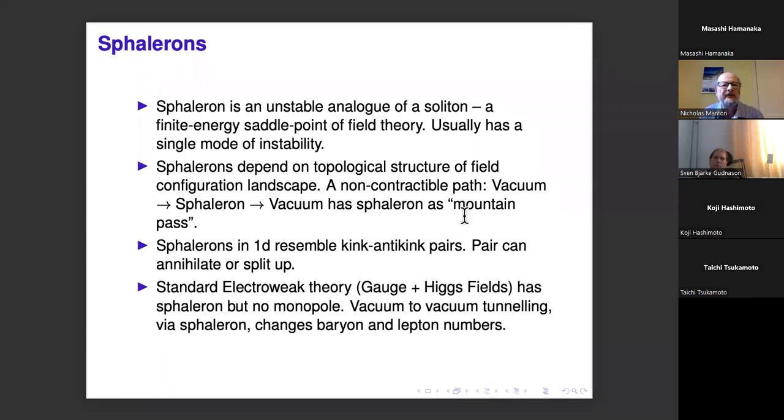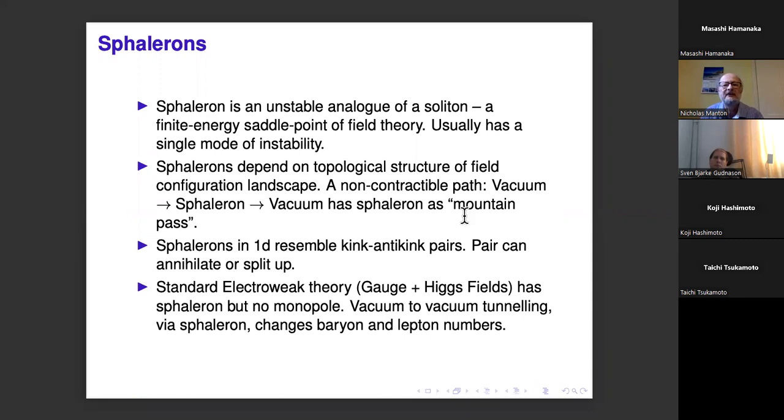So their existence depends again on this nonlinearity, in fact, on the topological structure of the field configuration landscape. The field configuration landscape is the infinite dimensional space of all possible field configurations of finite energy, possibly satisfying some boundary conditions. And that landscape can be complicated. In a landscape with a potential energy, you can easily have saddle points with different numbers of unstable modes.